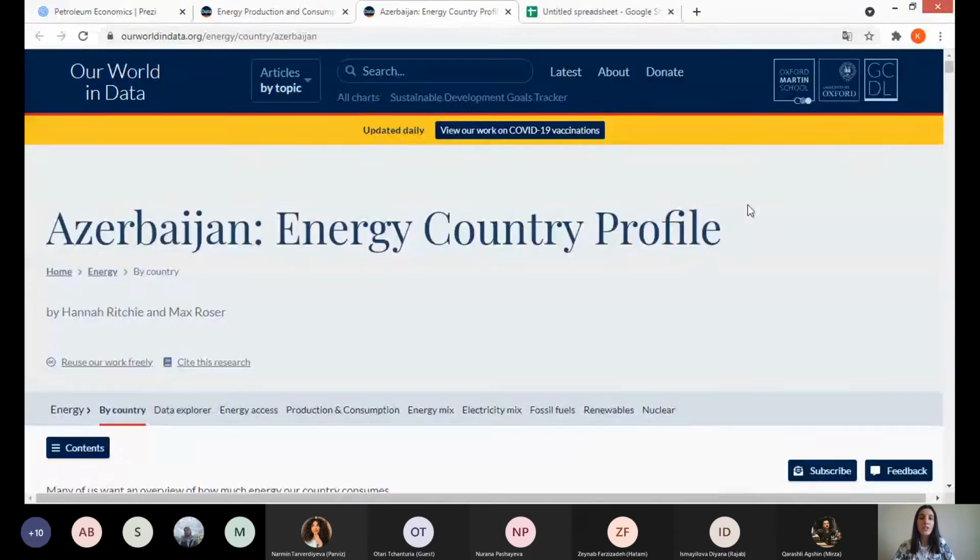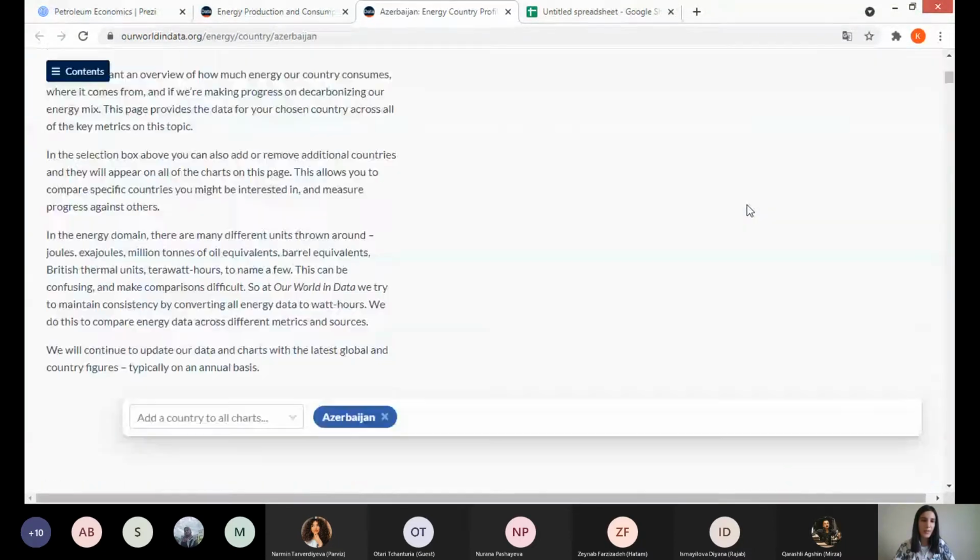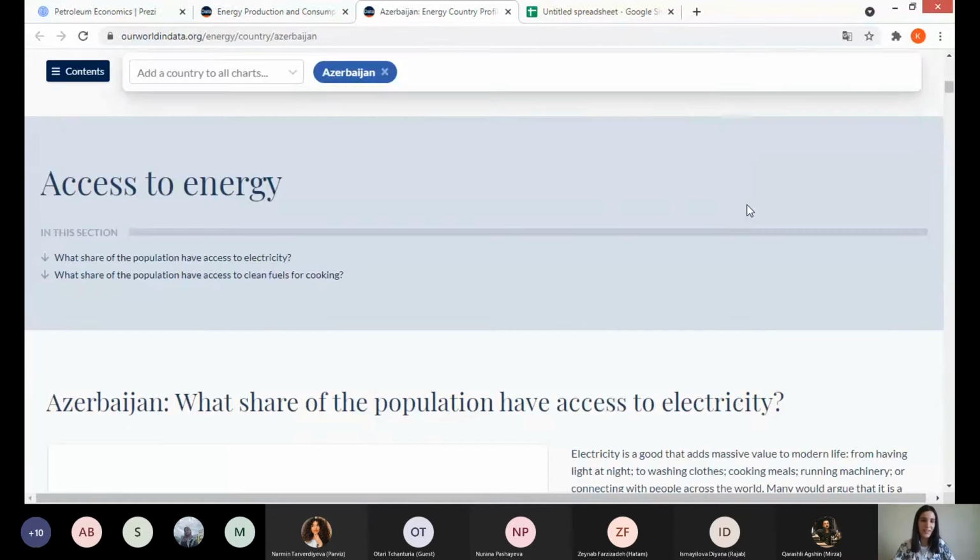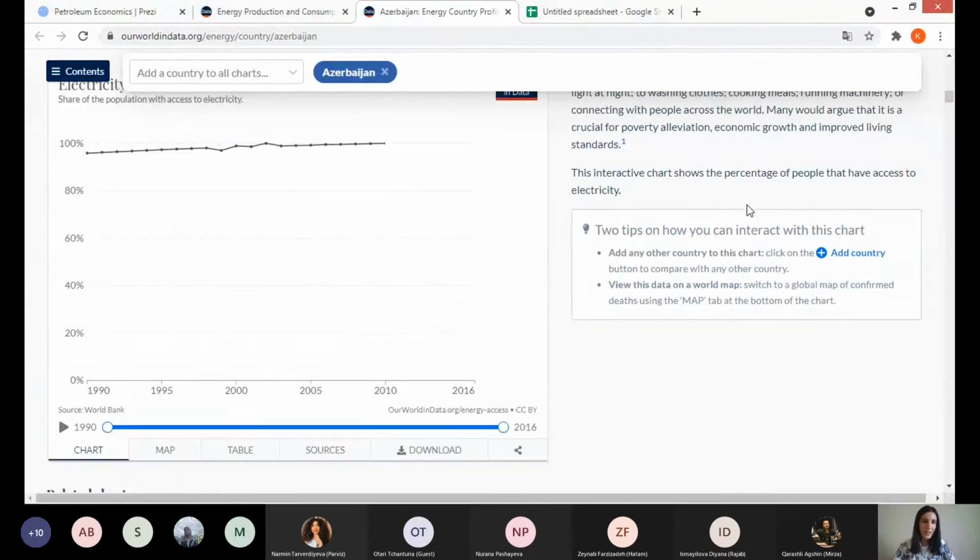Now we can look at the energy country profile, a single country. I chose Azerbaijan, but you can choose any country. As I said, I think most countries are here. So we're interested in this. I hope I can find it, no, it's not here.